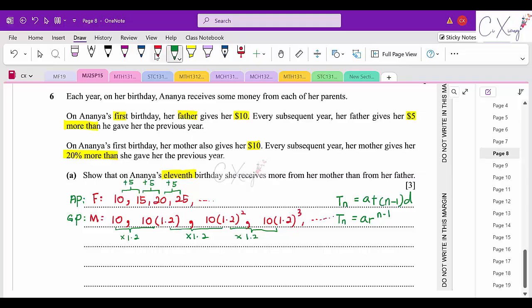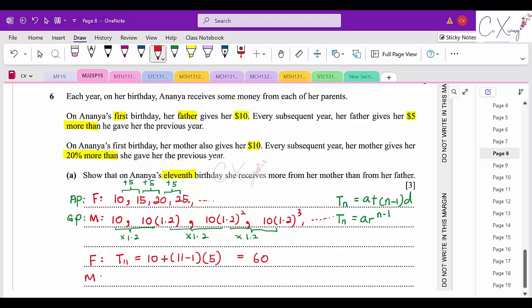All right, so let's calculate the amount the father gave on the 11th birthday. So T11, your n is equal to 11 here. It will be a, where a is 10, the first term, plus n minus 1 d. So n is 11 minus 1. d is the common difference. You can see that the amount added is $5 per year, so d is equal to 5. And from here, you'll get 60.